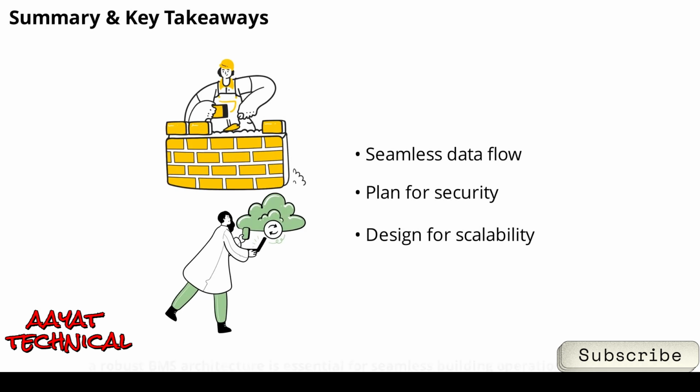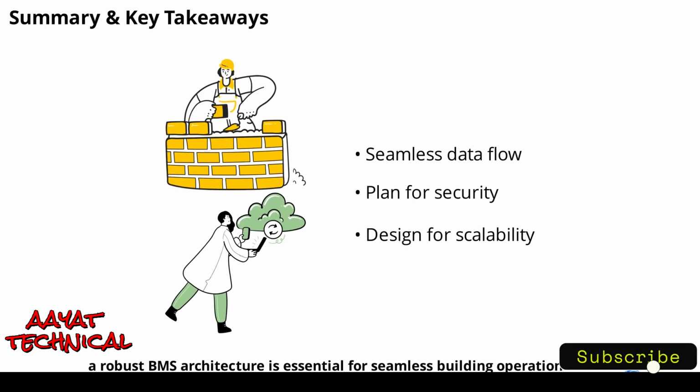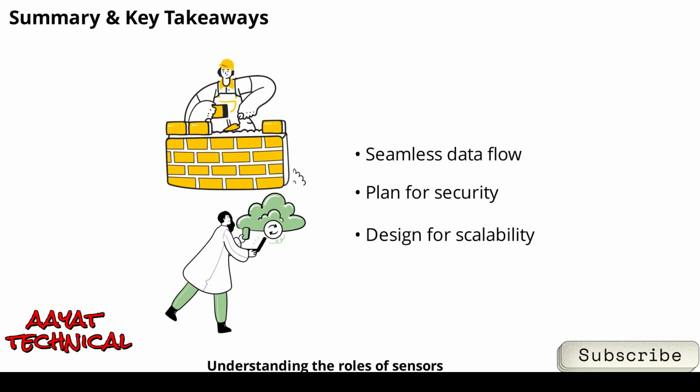To wrap up, a robust BMS architecture is essential for seamless building operation. Understanding the roles of sensors, controllers, and servers, and how they communicate, helps in designing, implementing, and troubleshooting effective systems. Always consider scalability, security, and redundancy when planning a BMS. With the right architecture, you can ensure efficient, safe, and future-ready building management.